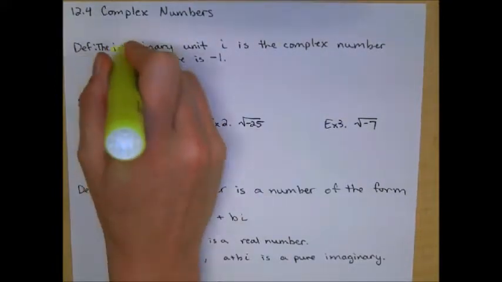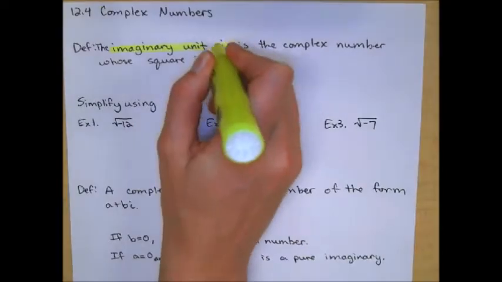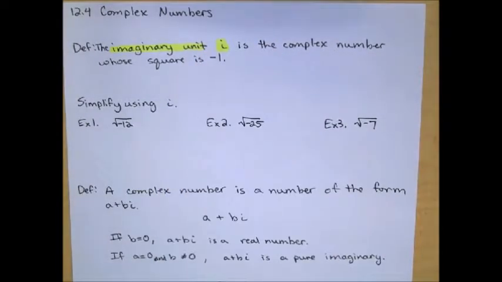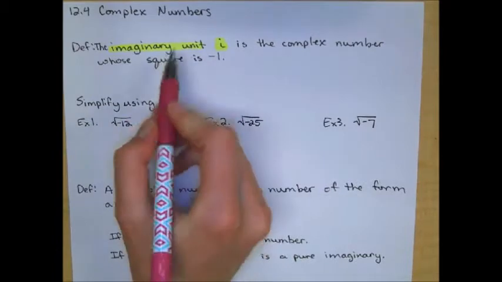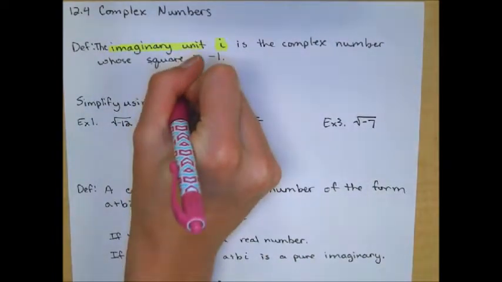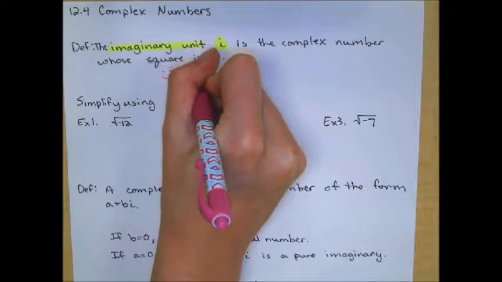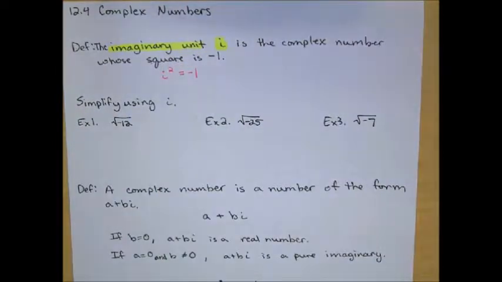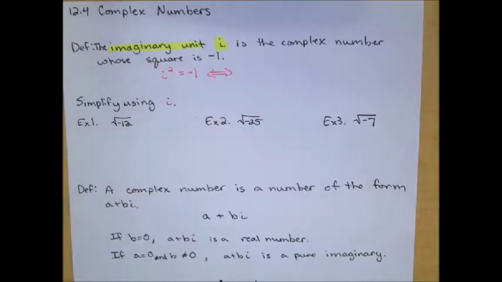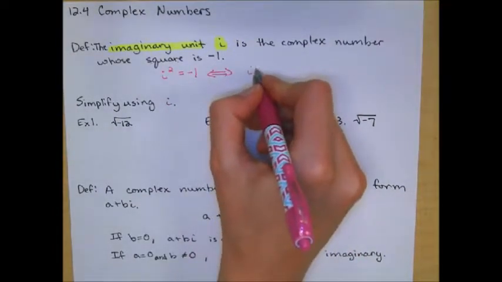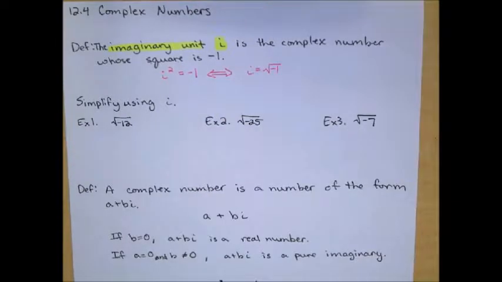Our word here is the imaginary unit, and we're looking at this i. And the imaginary unit is the complex number whose square is -1. So what does that mean? Well, it's saying that we're looking at i, we're looking at the square of i, and that is -1. We can think of it this way, or we could think of it as i equals the square root of -1.